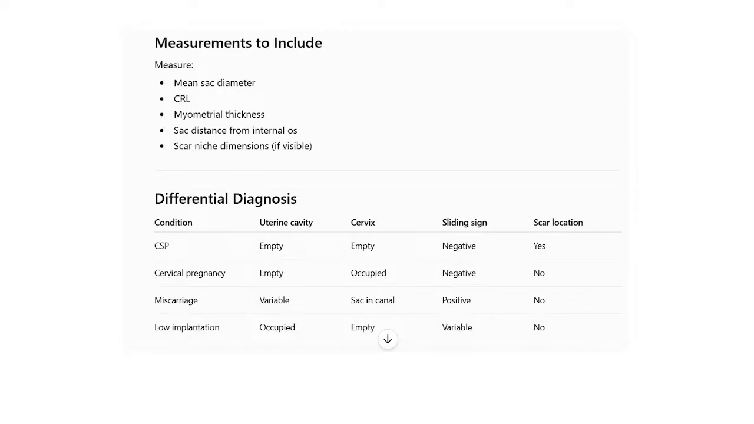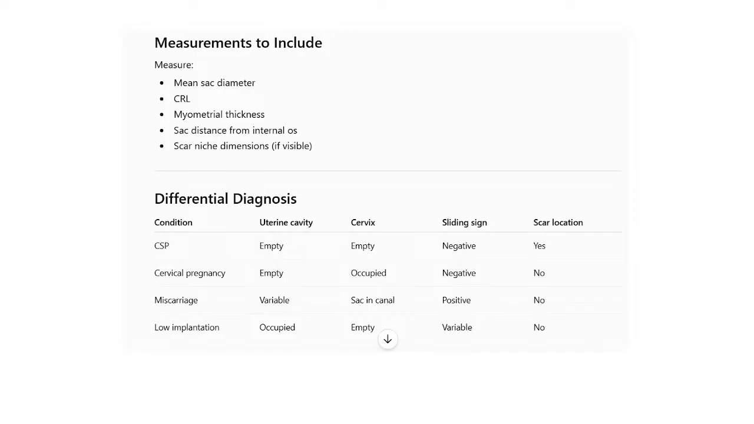So for the differential diagnosis, don't just always rush to say that it's a cesarean scar ectopic pregnancy. It might not be. It might also be endometriosis. It could be adenomyosis. It could be a cyst. It could be a niche as well. So for the differential diagnosis, in a cesarean scar ectopic pregnancy the uterine cavity is empty, the cervix is empty, the sliding sign is negative, and the scar location is yes.